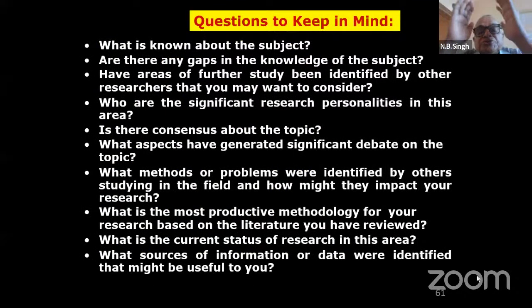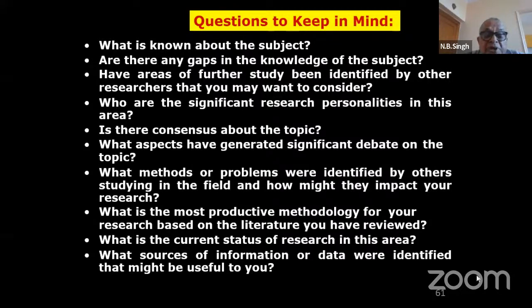What are the questions which you should keep in mind while assessing the literature review? What is known about the subject? Are there any gaps in the knowledge of the subject? Have areas of further study been identified by other researchers that you may want to consider? Who are the significant research personalities in this area? Is there consensus about the topic? What aspects have generated significant debate on the topic? What methods or problems were identified by others studying in the field, and how might they impact your research?